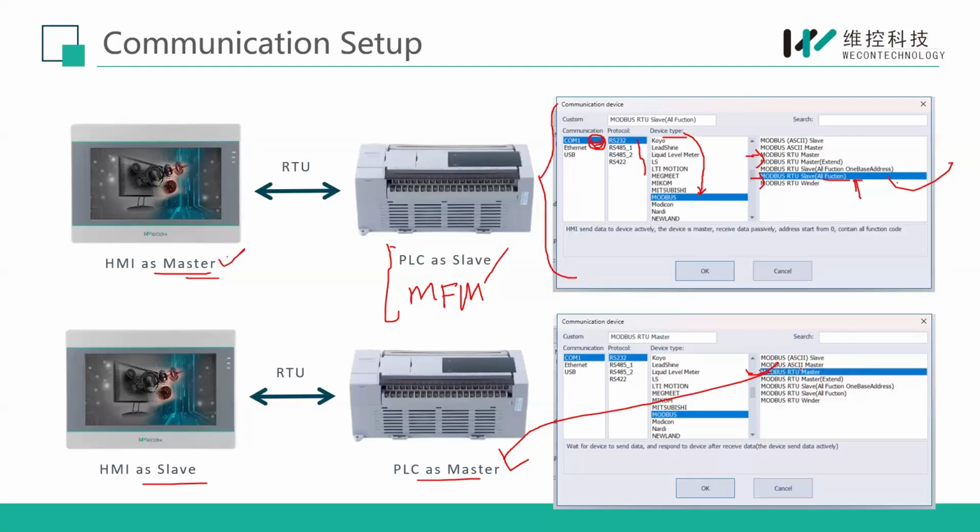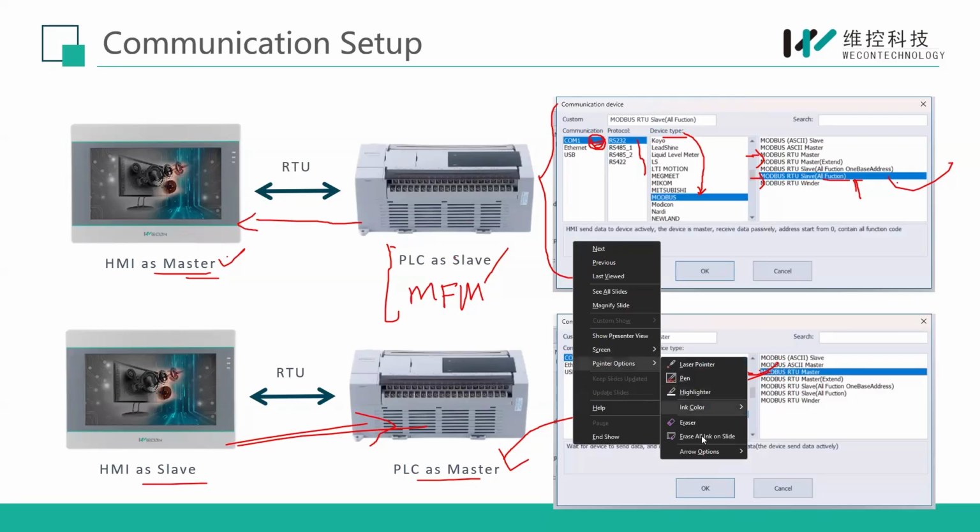So you have to take a reference all the time. If your third party device is a master and you want to get the data from HMI to the PLC, you have to select here Modbus RTU master. And if you want to take the data from the PLC to HMI, then you take the reference: it is a slave device, so you have to select slave. So that's the simple concept.